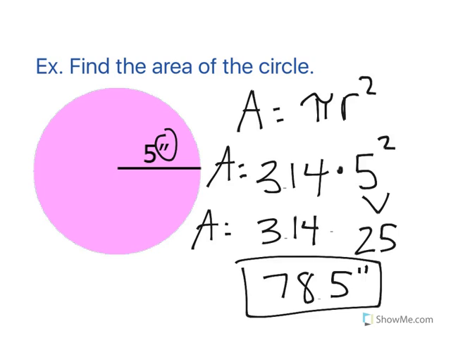Oh, and I did forget one thing. Because we're solving for area, we have to do inches to the second power. I'll just write inches to the second power there, because area is always squared, or to the second power.